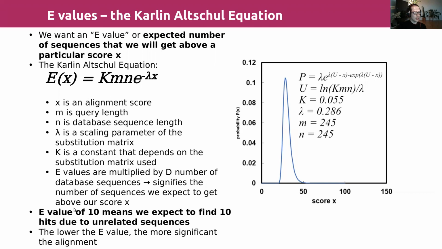If we said that we have an e-value of 10, then this would be equivalent to saying that we expect to find 10 hits due to random, unrelated sequences. 10 hits due to randomness. So obviously, the lower the e-value, the more significant the alignment.